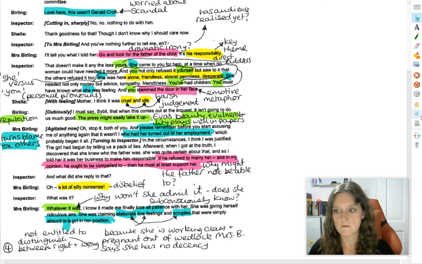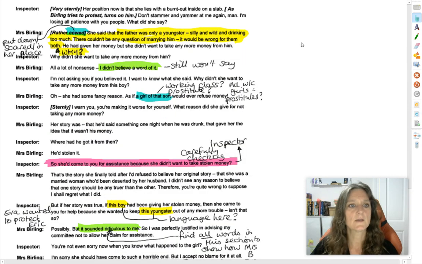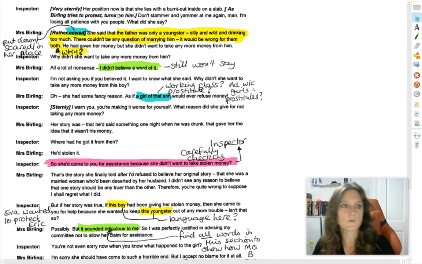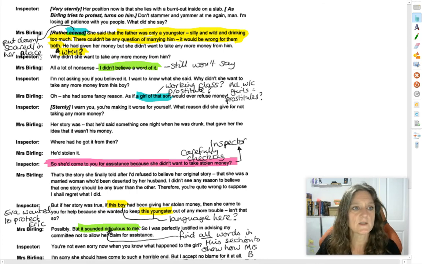Okay, so the inspector gets really angry with Mr. Birling. "Don't stammer and yammer at me again, man. I'm losing all patience with you people." So it's that time, like, I haven't got the time, so get a move on. And the word cowed means she's like a bit cowardly. She's kind of pulled away. She's been put down. She's a bit scared, and she's been put in her place.